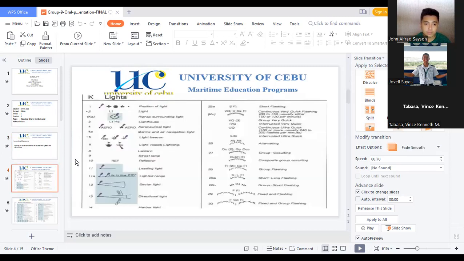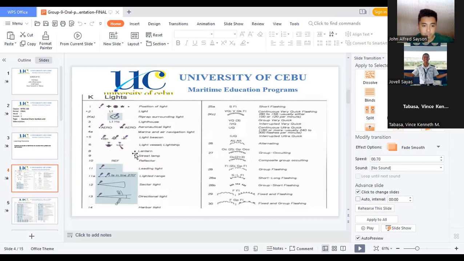First, number one is a position of light. Number two, LT means light. Number three, riprap surrounding the light, and also the lighthouse, as you can see. Number four, aeronautical light. Number five is light beacon. Number six is light vessels, light ship.